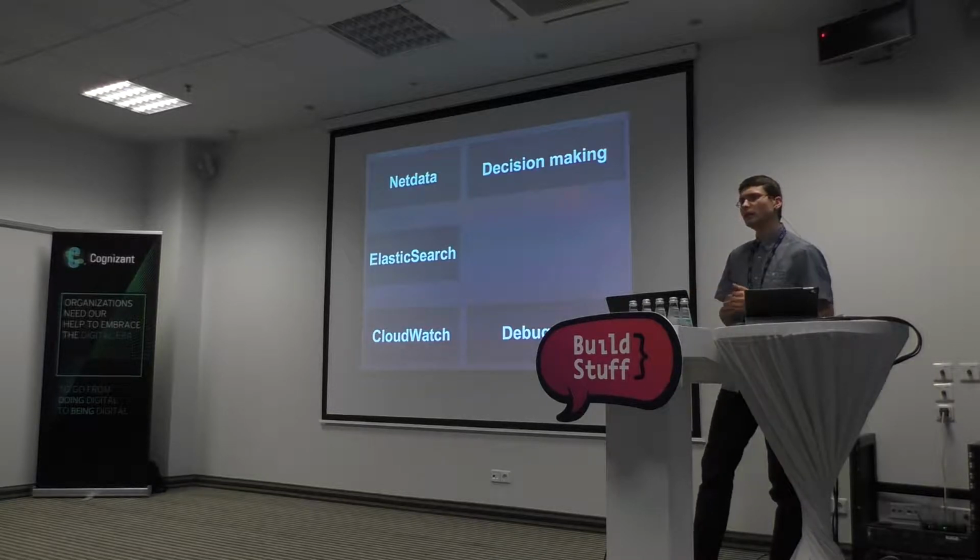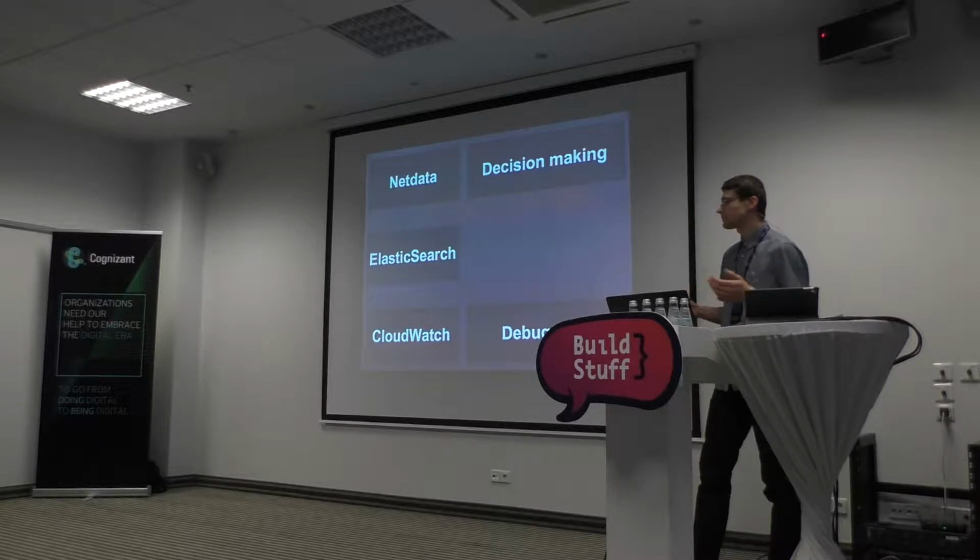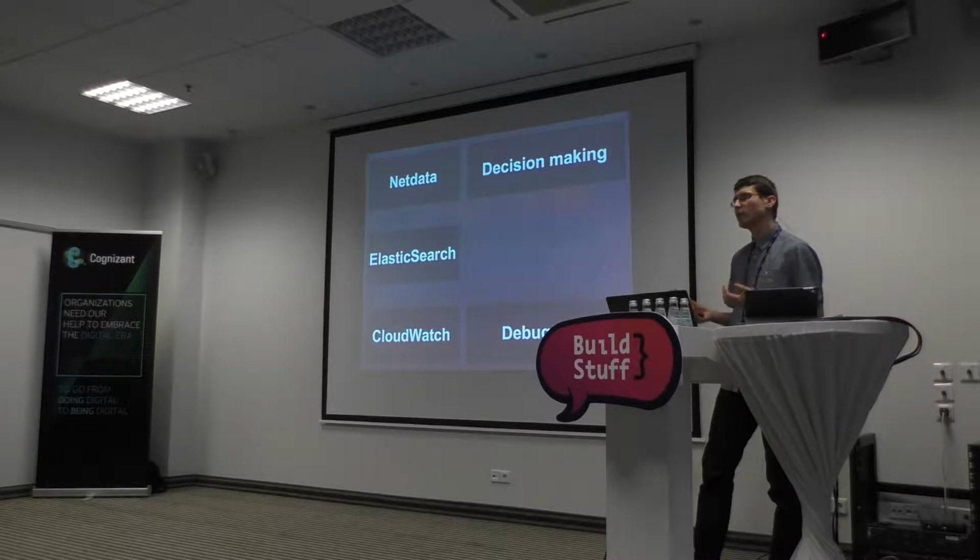One is NetData. Basically, it's a real-time monitoring tool, and it is intended to be used on one instance. As opposed to that, Elasticsearch is a database, and it can be installed on one instance, but in practice it's usually installed in a cluster. And finally, CloudWatch is the proprietary tool for Amazon Cloud.